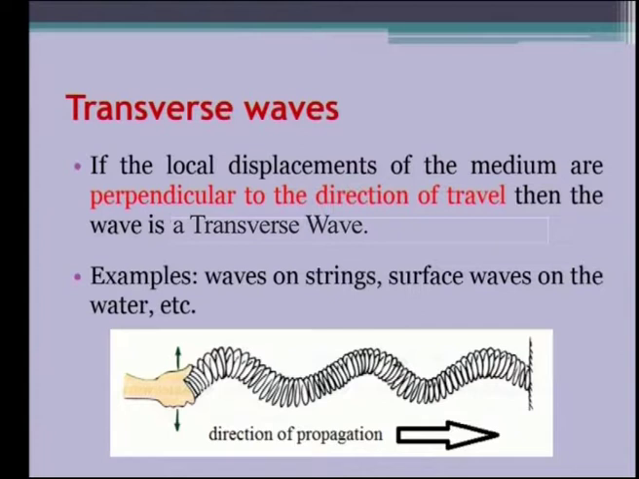What is the example for transverse wave? That is also shown in the slide. The waves on strings, surface waves on water, etc. are examples for transverse wave. So, in general, based on the direction of propagation and the direction of displacement, here the displacement means the direction of vibration, we can classify the waves into longitudinal and transverse wave.